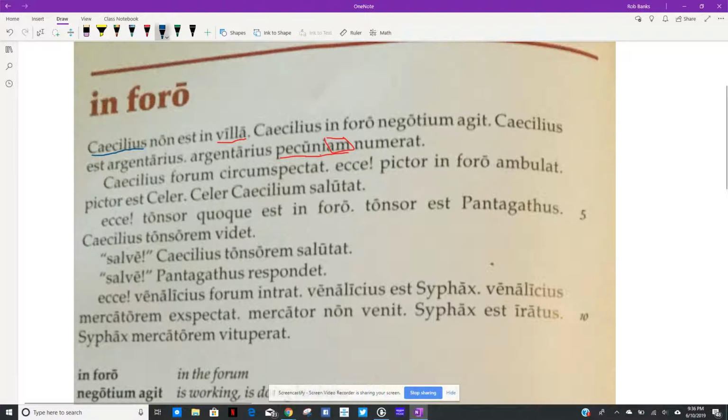So Caecilius non est in villa. Okay, Caecilius, we know, second declension. Okay, foro is also technically second declension. Don't worry about that one yet, but we'll underline it just to be complete. Negotium, though. Yeah, that has that UM ending. That second declension UM in the accusative. Caecilius again. Okay, Argentarius, there's US, right? That's another second declension nominative singular. Argentarius again. Okay, numerat is a verb. Caecilius again. Forum, yes, UM.